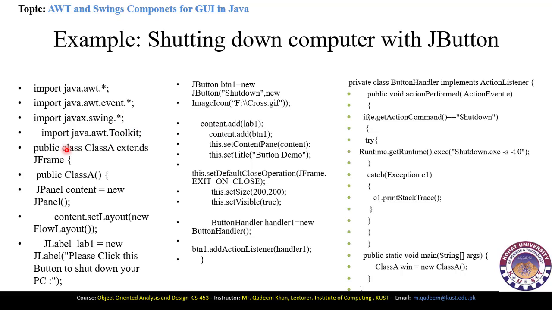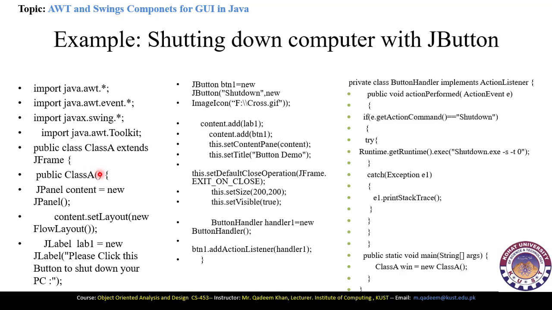Now we have created our own class, and this class is public. The class name is class A, which is inherited from JFrame, while JFrame is a built-in class implemented in the java.awt.styles package. Here is the constructor, public class A. The constructor will be called when the object is instantiated in the void main function.